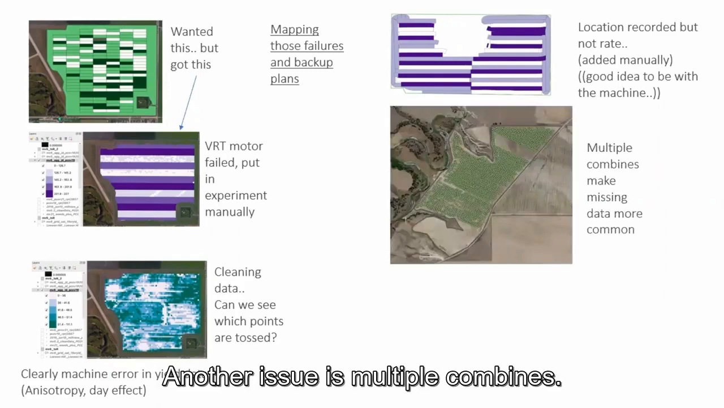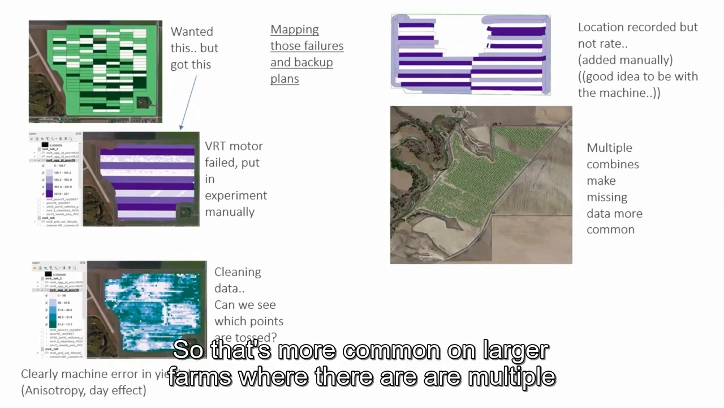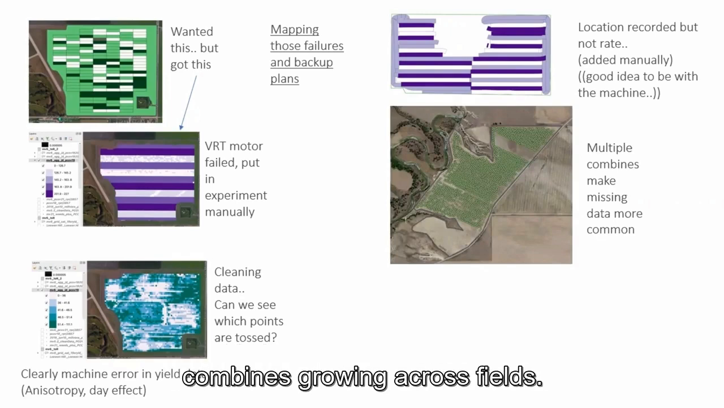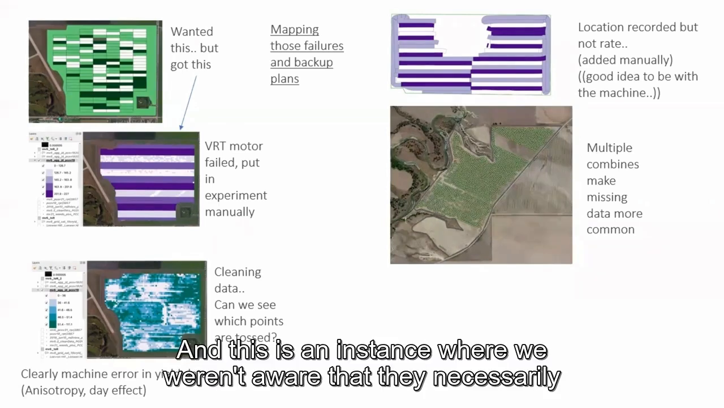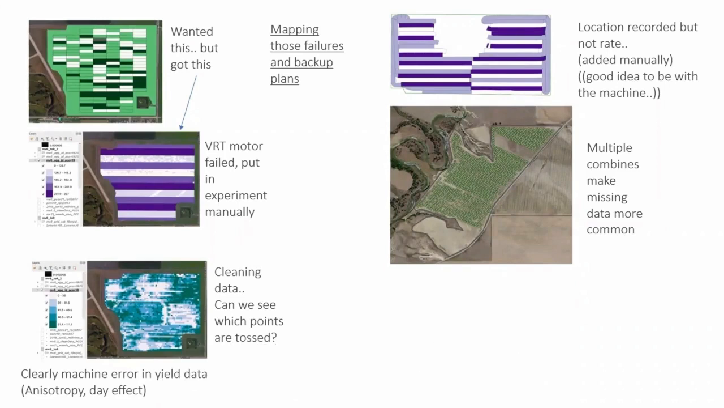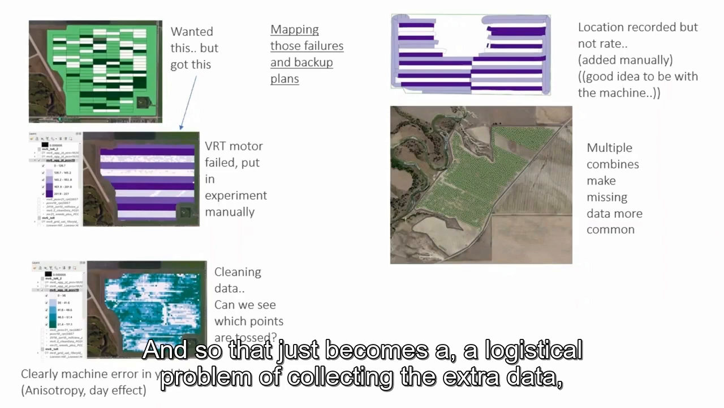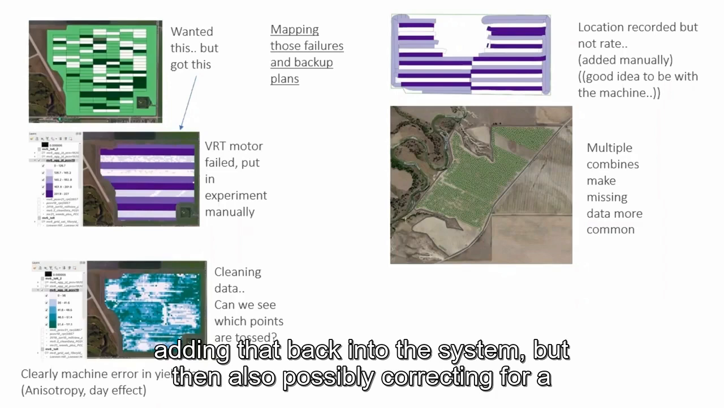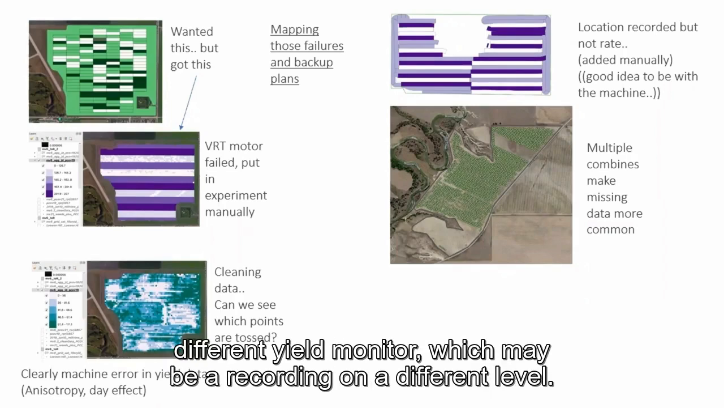Another issue is multiple combines. That's more common on larger farms where there are multiple combines working across fields. This is an instance where we weren't aware that they necessarily were going to use multiple combines. And so you can see there's missing data chunks in the middle of the field. That becomes a logistical problem of collecting the extra data, adding that back into the system, but then also possibly correcting for a different yield monitor, which may be recording on a different level.